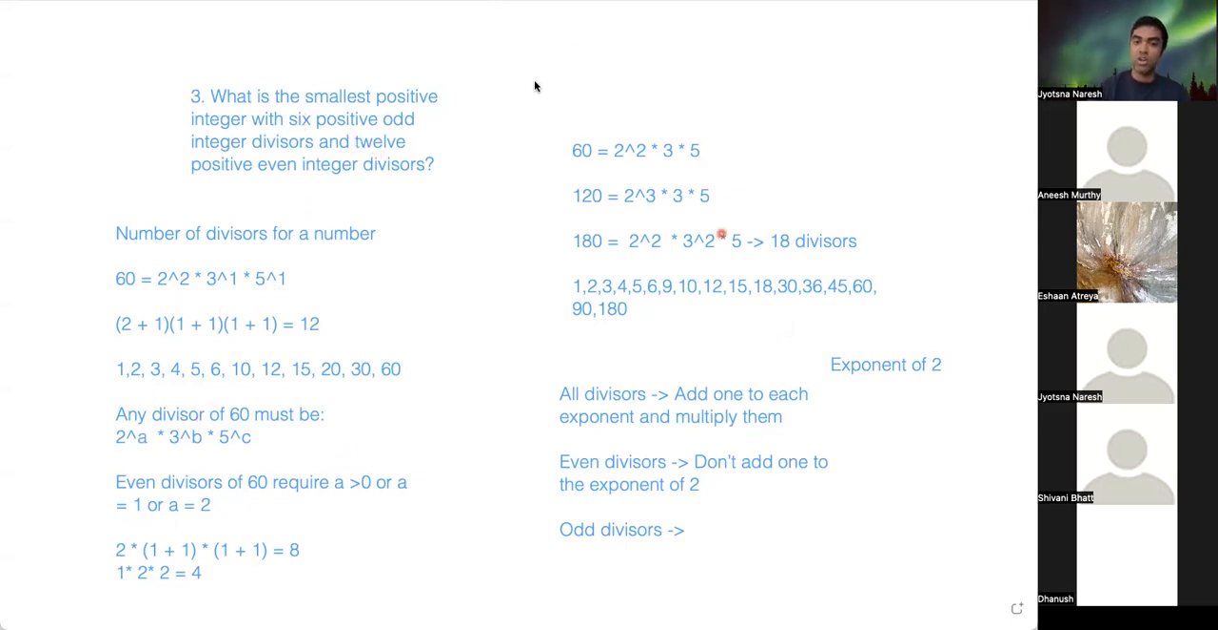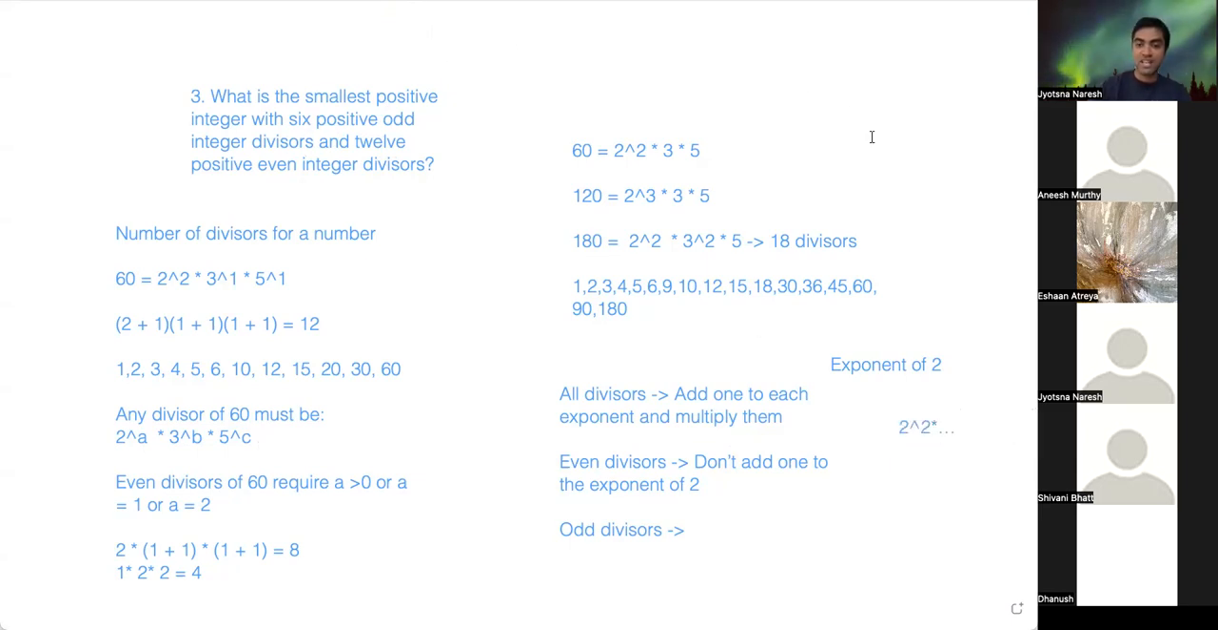So that means we know the number must have 2 to the power 2 in its prime factorization. That part is fixed. Now we know that the remaining part of the number, whatever the prime factors are, must have 6 divisors. So there are 6 odd divisors, and that's essentially just looking at all the divisors, not including this power of 2. Whether it's 3 to the power something times 5 to the power something, or 3 to the power something times 7 to the power something, if I take the exponents of each of those, add 1 and multiply them, I should get 6.